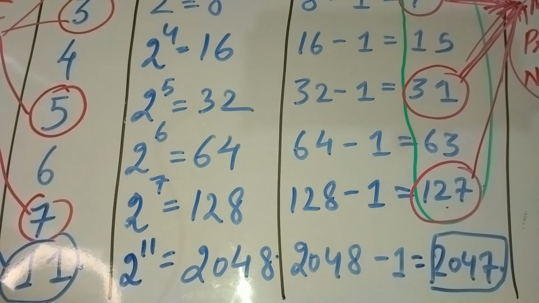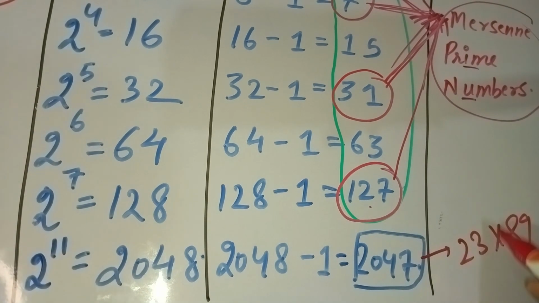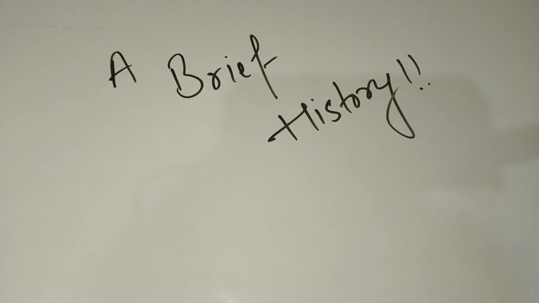It's a composite number because it has more than two factors, like 23 into 89. So it has more than two factors apart from 1 and the number itself. It is divisible by 23 and 89, therefore it is not a prime number. So it's an exceptional case. Let's understand it further.